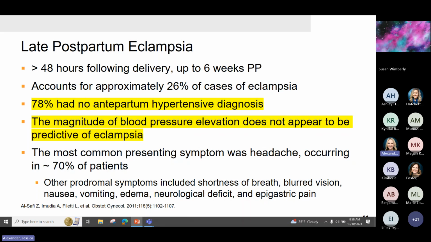The most common presenting symptom was headache, occurring in 70% of these patients. Other prodromal symptoms include shortness of breath, blurred vision, nausea, vomiting, edema, neurological deficits, and epigastric pain. Tomorrow we have our OB M&M, and this is actually going to be one of our focuses of discussion, the management of these postpartum patients. And I'll also just give some additional information on how we are starting to follow these patients.